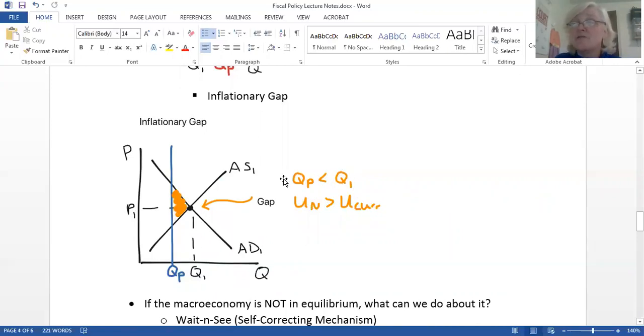Q1 is greater than QP. You can see that over here in the yellow, right? Q1 is greater than QP. So if QP was 500,000, I'm now over here at 525,000. Okay, and again, you may think that's awesome, but it's not, because it's going to kick off inflation, and that's bad. Okay, in this case, my natural rate is higher than my current.